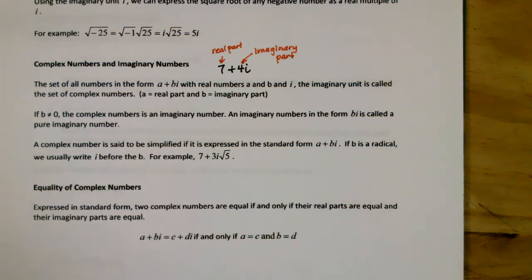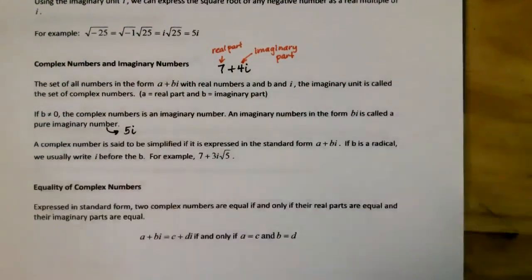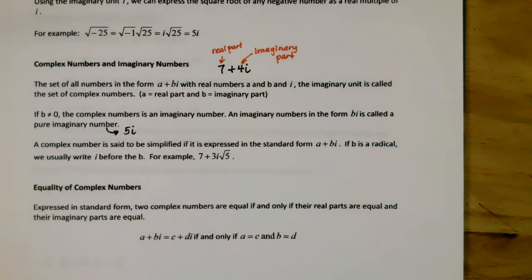Now, if b is not equal to 0, then the complex number is an imaginary number. An imaginary number in the form of bi is called a pure imaginary number. The 5i that we used in this example would be a pure imaginary number because I don't have a real part. All I have is just the imaginary part. So it's a pure imaginary number.